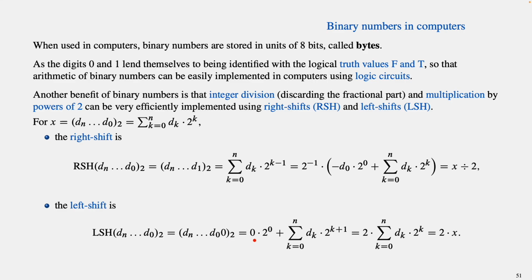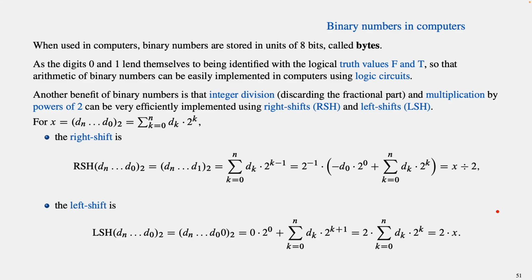So now this is 0 times 2 to the power of 0 plus the sum from 0 to n over bit k times 2 to the power of k plus 1 instead of power of k. And we can take out a factor 2 here, so this is just 2 times the sum from 0 to n of bit k times 2 to the power of k, and that's just our original number x. So this is 2 times x.